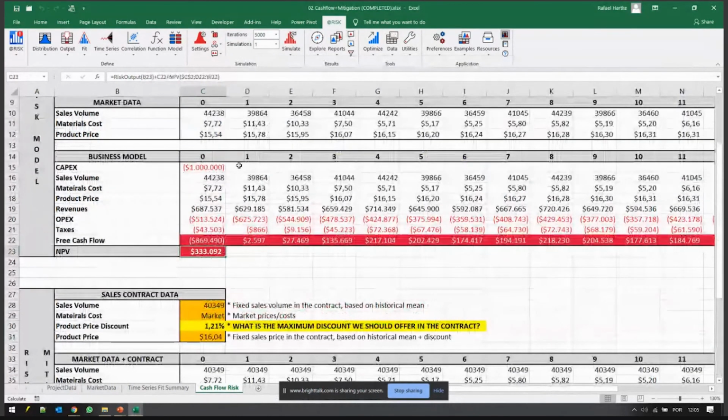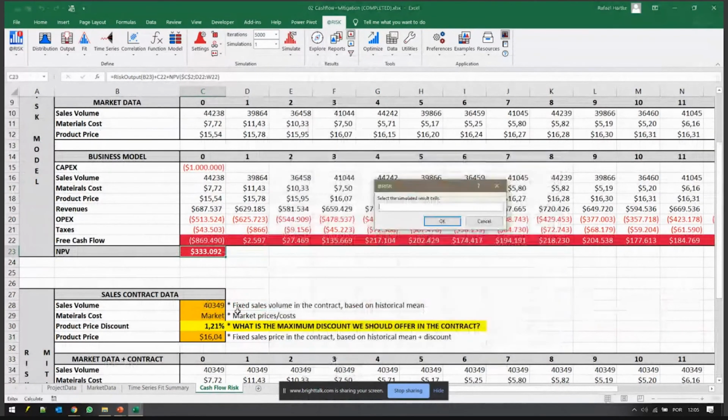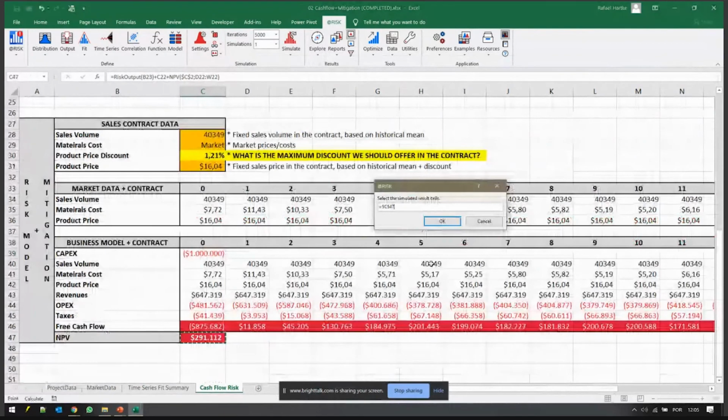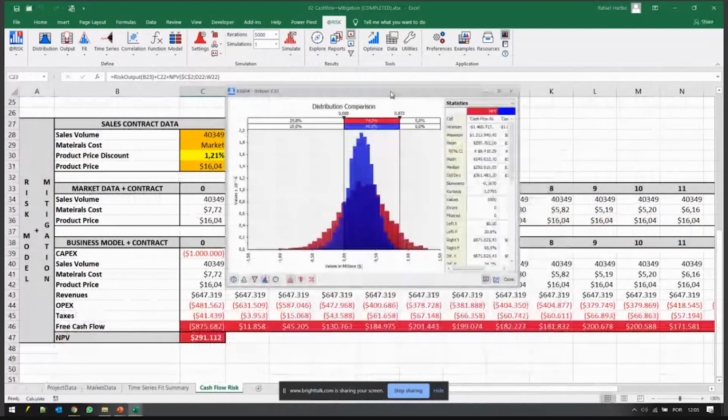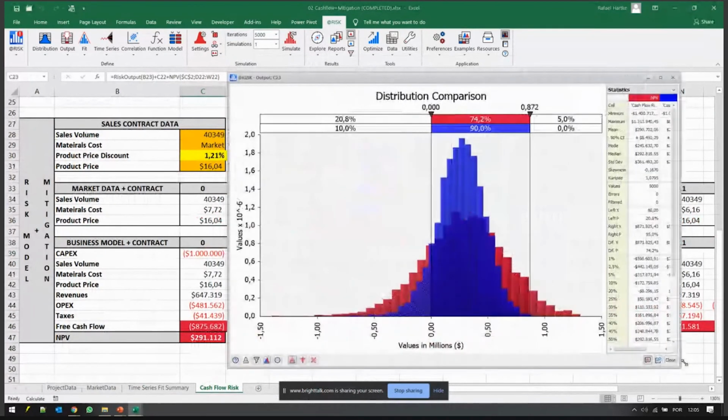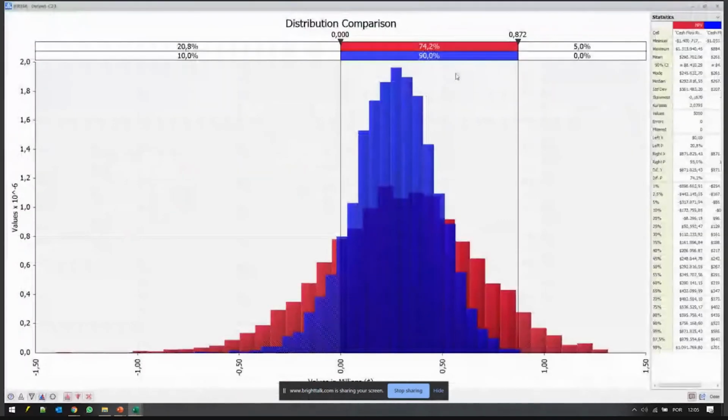Actually, let me explore that. I will plot the two charts together so we can see that. The original chart in red and this mitigated chart in blue. So the mitigated version of my project. Before I had 20% odds on the red graph of losing money. Now with this new contract, with this mitigation strategy, I have only 10%.